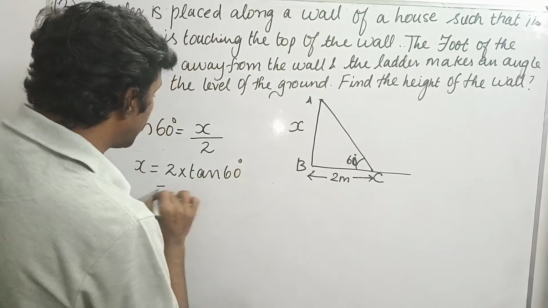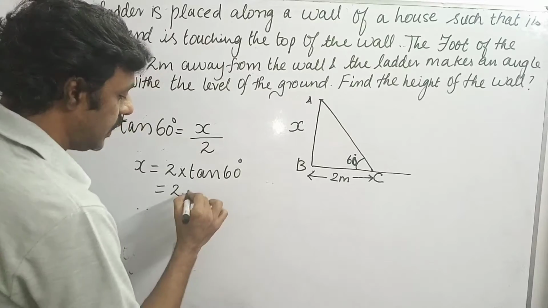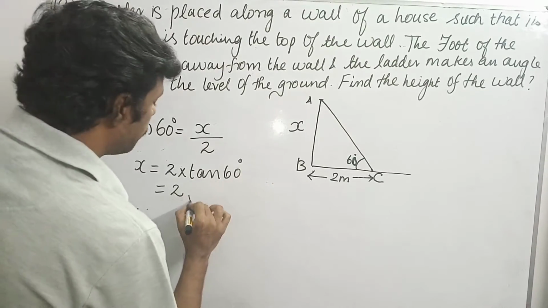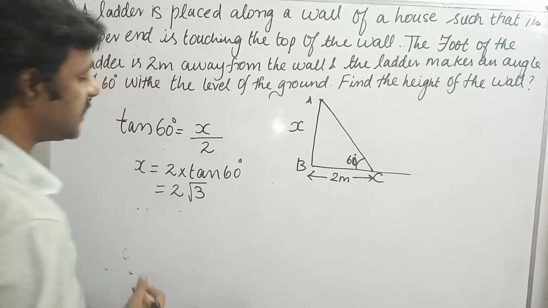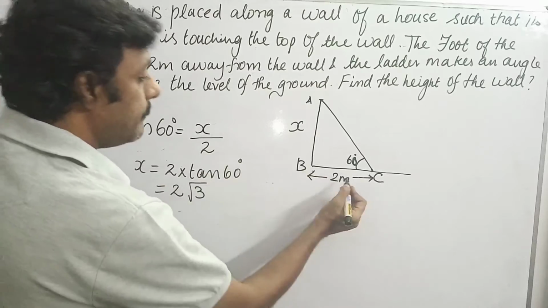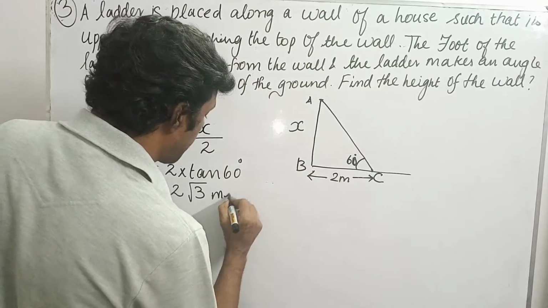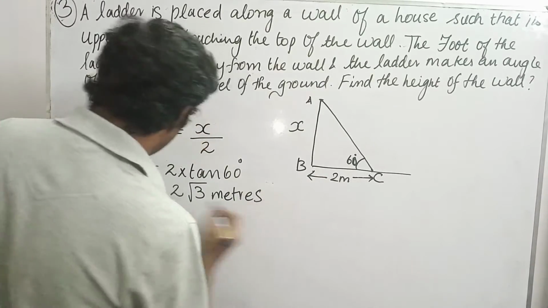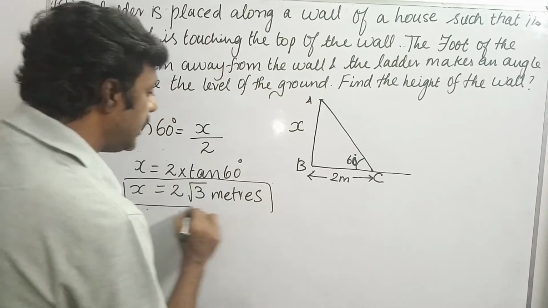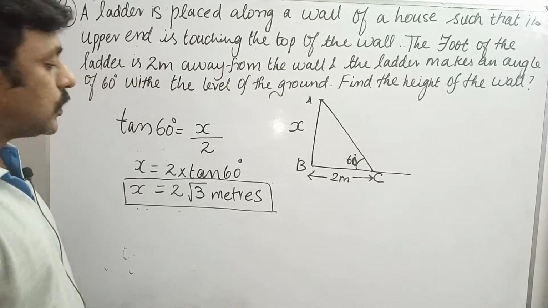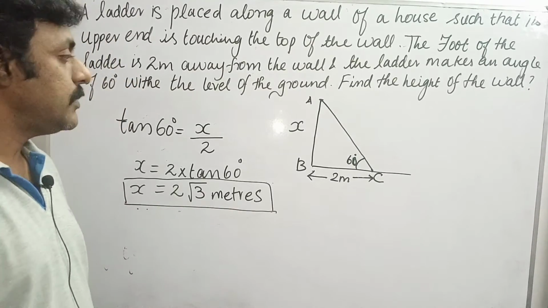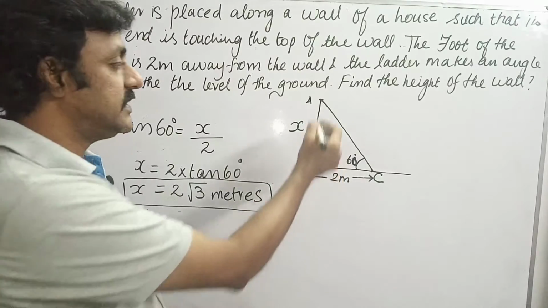So what will be tan of 60 degrees? Tan of 60 degrees will be root 3. Therefore 2 into tan 60 degrees will be 2 into root 3 meters. Therefore x is equal to 2 root 3 meters, which is the height of the wall.